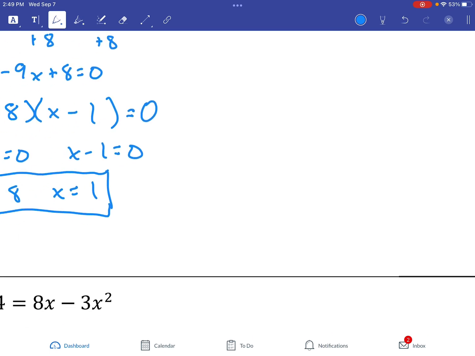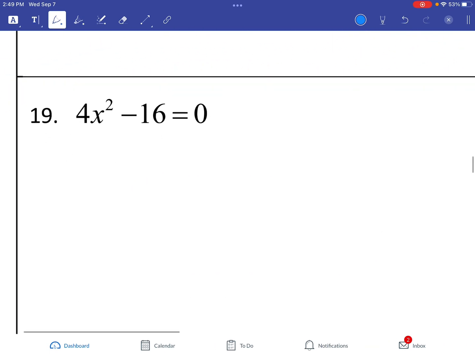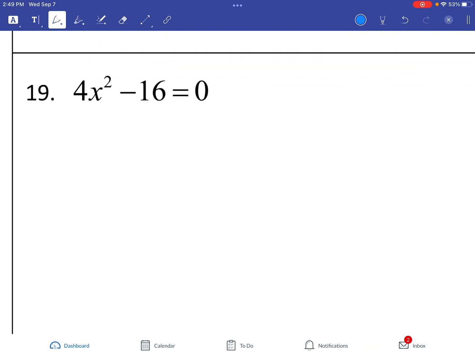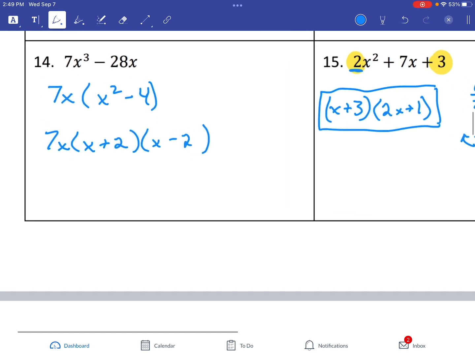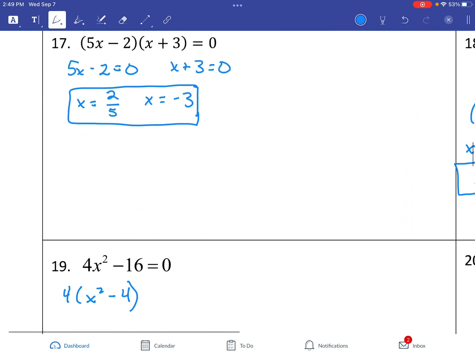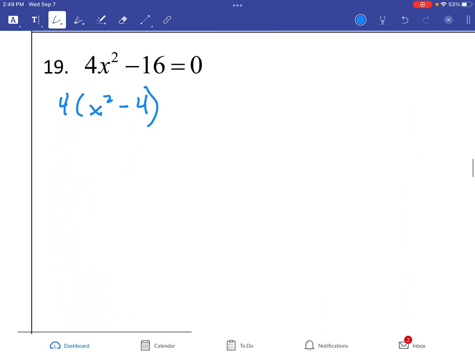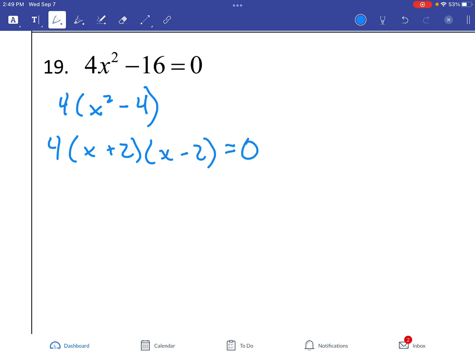Number 19. Oh, down here. So I can take the greatest common factor of 4 out of 4 and 16. I'll be left with x squared minus 4. Now this should remind you of a problem that we did above, number 14. X squared minus 4 shows up again. Again, that's a difference of two squares. I'm going to keep the 4. I have x plus 2 and x minus 2. Or everything equals 0. Sorry, forgot that part.